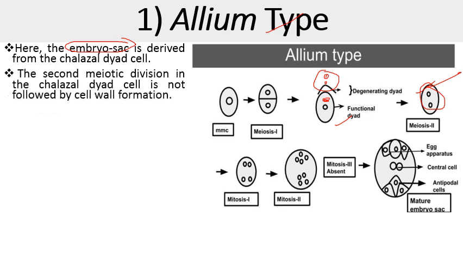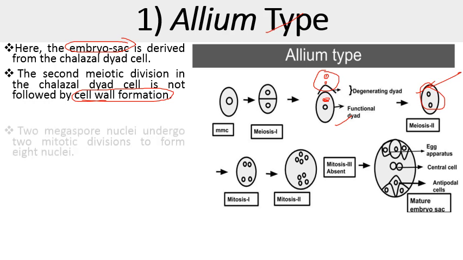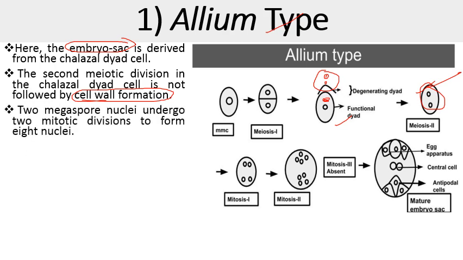So the second meiotic division in the chalazal dyad is not followed by cell wall formation. So second जो meiotic division होता है, it is not immediately followed by cytokinesis. इसमें cell wall formation नहीं होता है. The 2 megaspore nuclei undergo 2 mitotic divisions. अब जो ये 2 nuclei वाला megaspore cell है, it will undergo further 2 mitotic divisions that result in formation of 8 nuclei. So that results in formation of 8 nuclei like this. After meiosis 2, 8 nuclei बन जाएंगे.